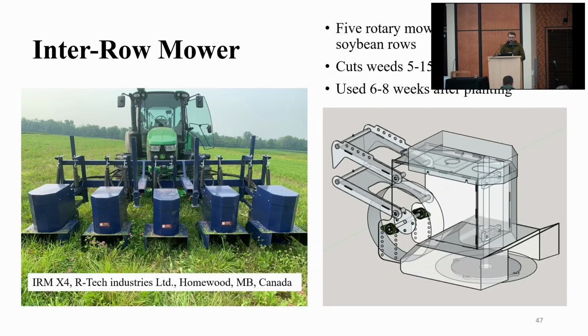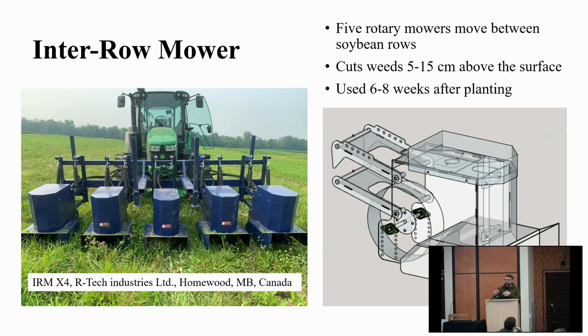Okay? The inter-row mower, this is a photograph of the inter-row mower that we were using. So this is basically set up with rotary mowers. They have swing blades on them, somewhat similar to the row shaver there, where if we hit a rock, they don't bend or get damaged. It cuts weeds that are several inches above the soil surface, and it's used approximately 6 to 8 weeks after planting. So this is the replacement of an inter-row cultivator when you're using tillage, right? And so that's what that looked like.